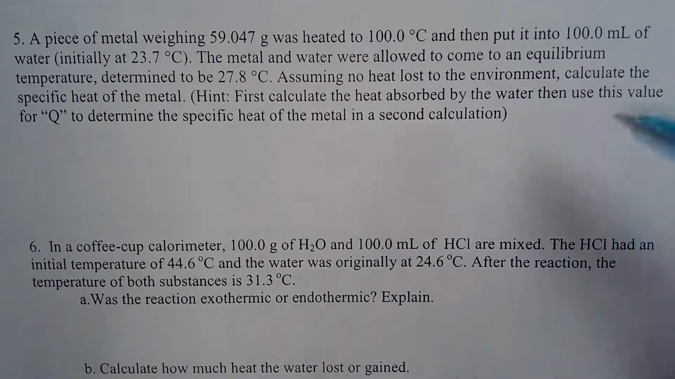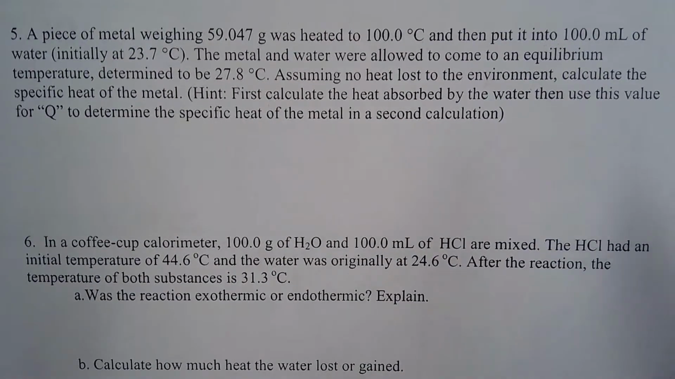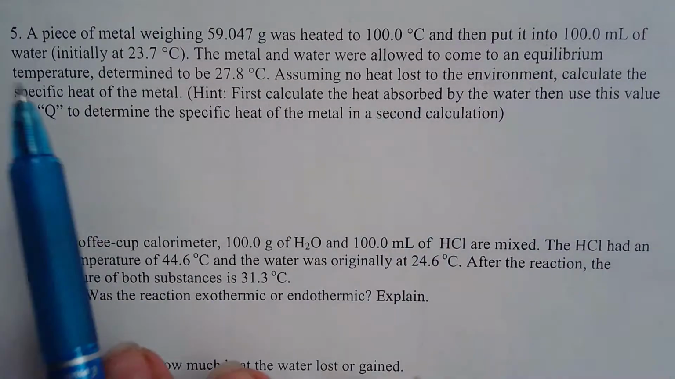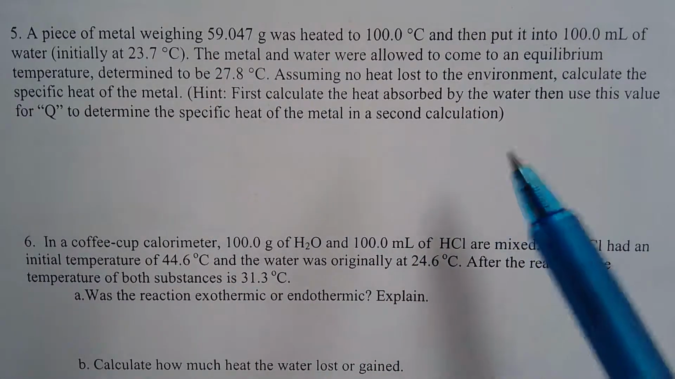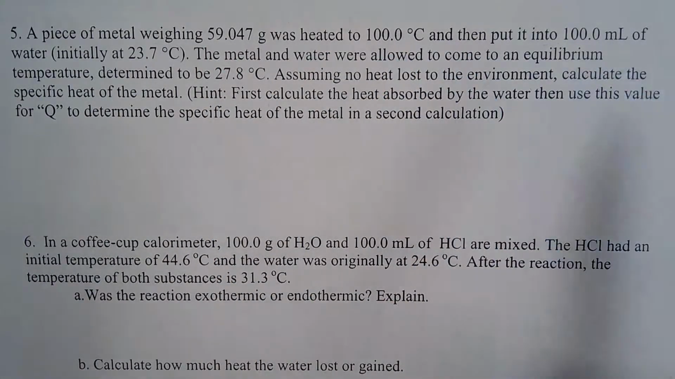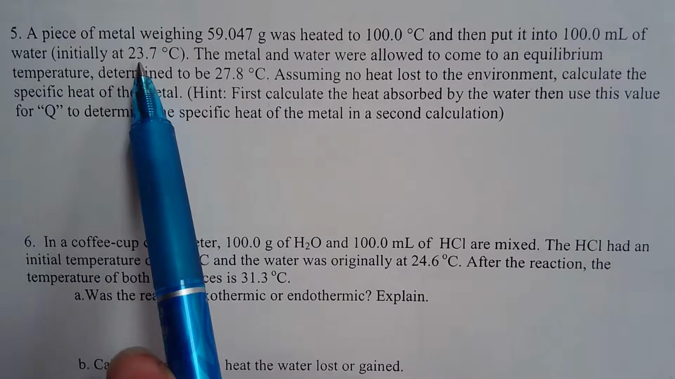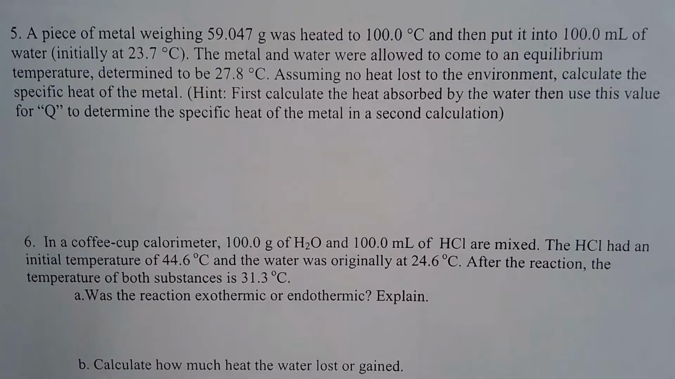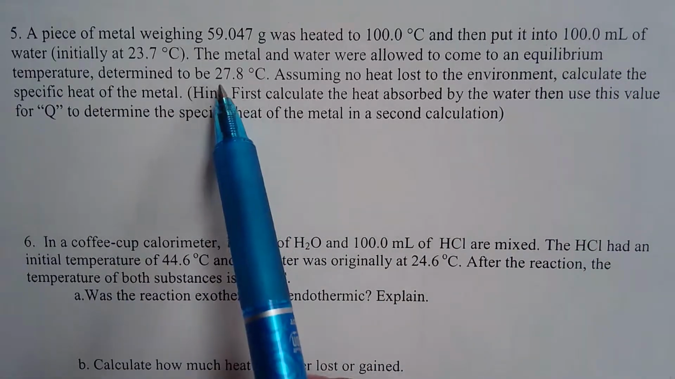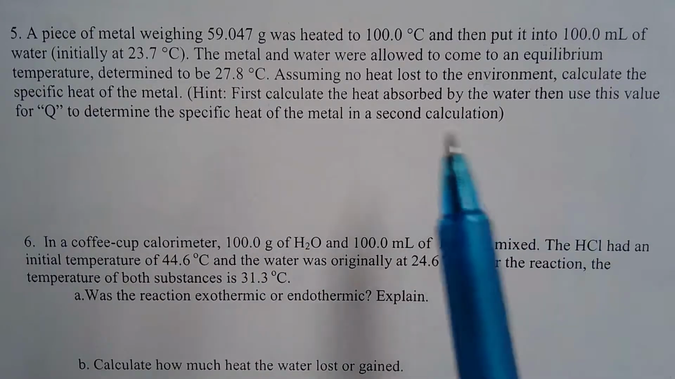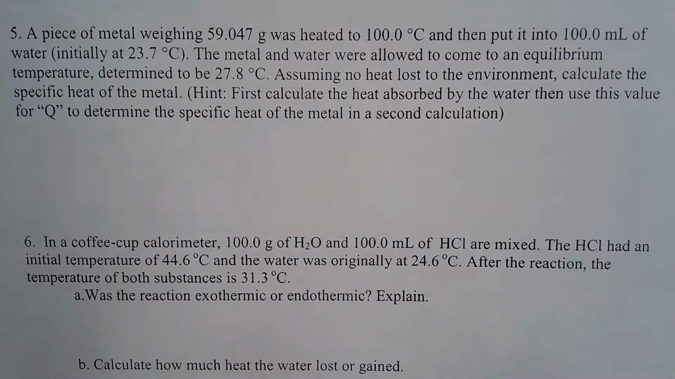Alright, so we have a calorimetry question here, just like the lab that we did and just like the stuff we've been doing in class. So you have a piece of metal that weighs 59.047 grams. We heat it to 100 degrees Celsius, put it into a 100 milliliter water bath at an initial temperature of 23.7 degrees Celsius. The metal and the water come to an equilibrium temperature, which is 27.8 degrees Celsius. Assume that there's no heat loss to the environment. Calculate the specific heat of the metal.